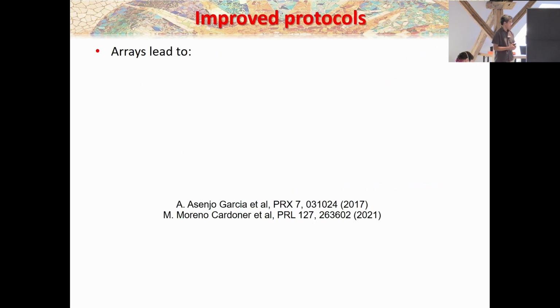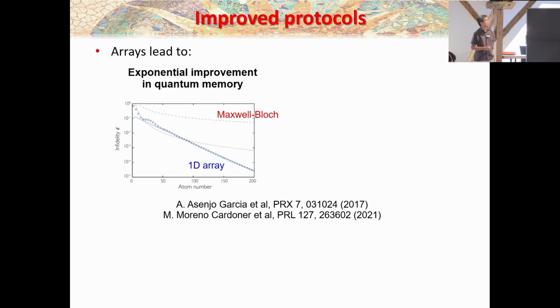OK, so without going into details, if you can really have excited atoms that cannot emit into 4 pi, it's not hard to imagine qualitatively that that can lead to improved protocols for quantum information tasks. For example, if you analyze a quantum memory, you can show that the error in the quantum memory as a function of atom number can be exponentially better.